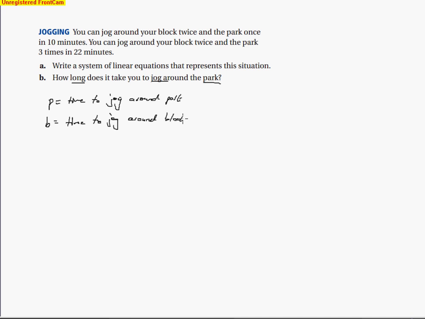So from this point, I'll set up my 2 equations. My first equation said that I can go around the block twice. So 2b, and the park once, so plus 1p, and that equaled 10 minutes. 10 minutes is what it said right there. So the next equation says you can jog around the block twice, so 2b again, but this time the park 3 times, so 3p, and that took 22 minutes, it says right here.